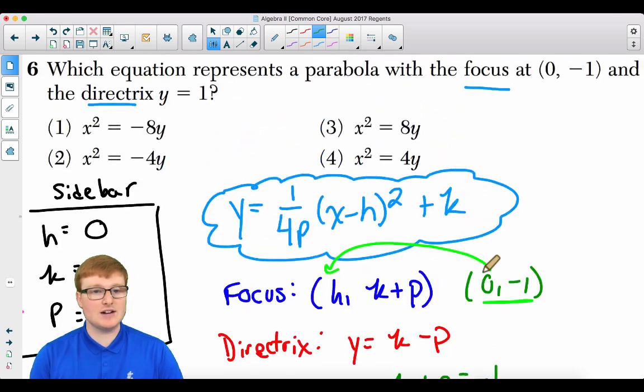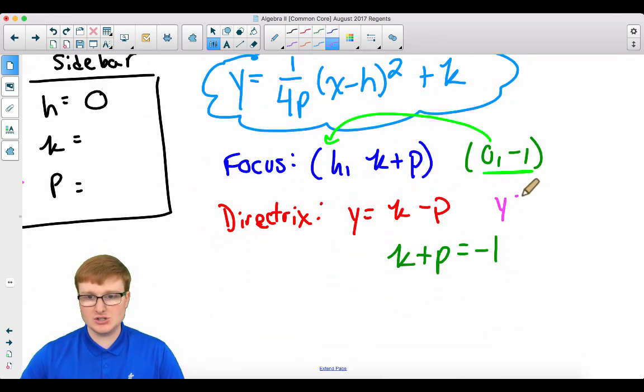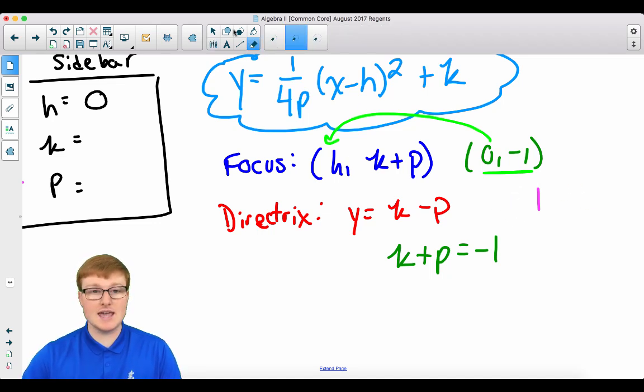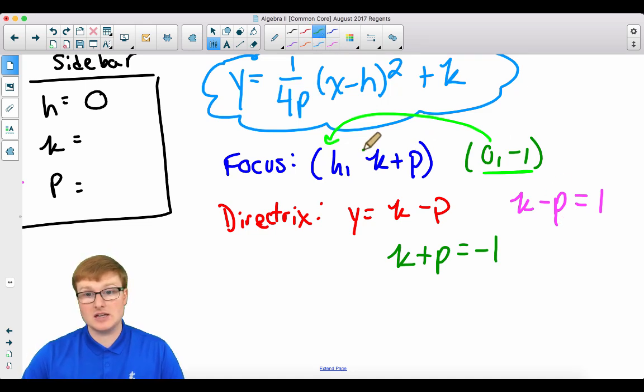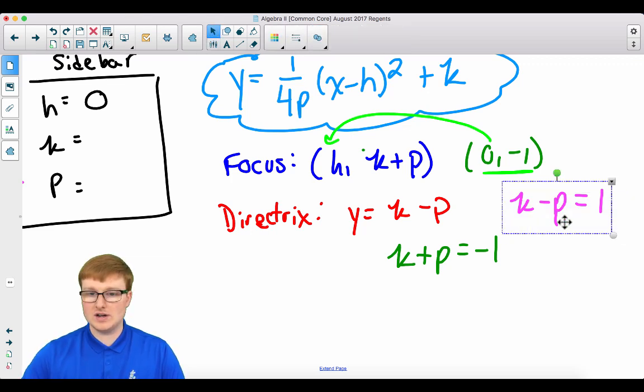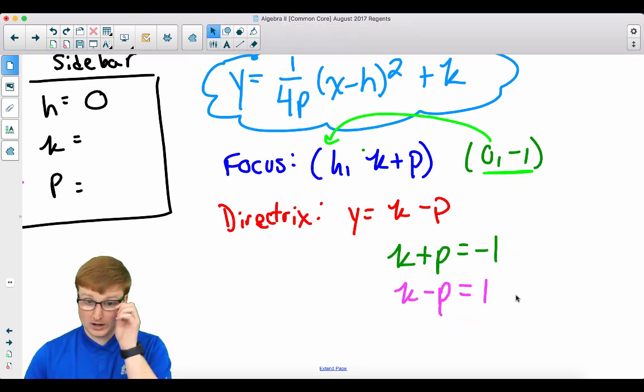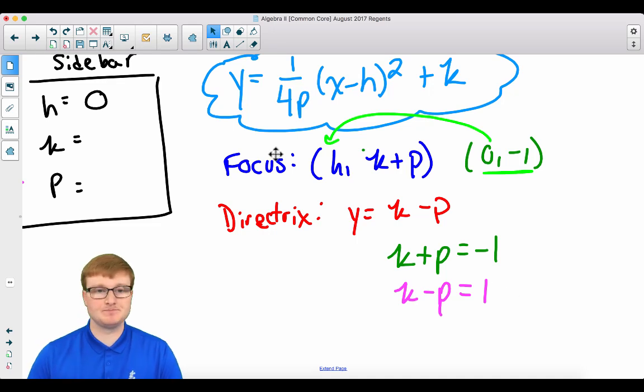Okay. And the directrix is y equals 1. Well, that's your directrix. If y equals 1, but y also equals k minus p, we could conclude from this information that it's not y anymore, it's k minus p equals 1. And this is our goal, really. Our goal is to set up a system of equations to solve this, because we know that, again, k plus p does equal -1. So what we're doing is we just set up a system of equations. We are now going to solve for the values of k and p. Okay, let's go ahead and do that right now.